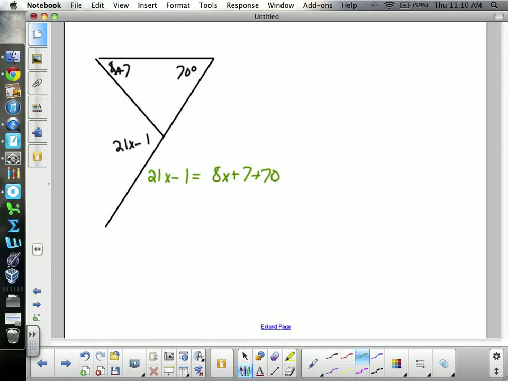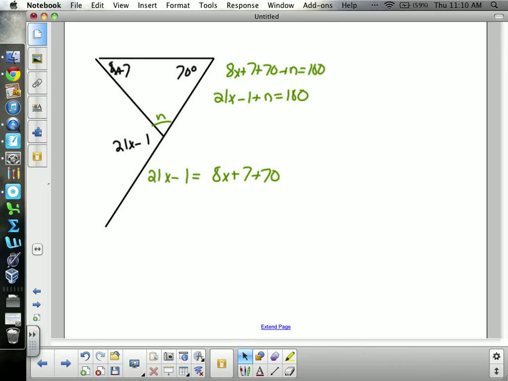Without that, you have to say, okay, well, this angle here, and you have to use two variables: 8x plus 7 plus 70 plus n equals 180, and then 21x minus 1 plus n is 180. And then I have to set those two equations equal to each other, do a substitution, cancel out the n's, and we get this same equation. But if you don't know the exterior angle theorem, it's really the only way to go after it, and that's very complicated. But if you know the exterior angle theorem, you jump right down to this.